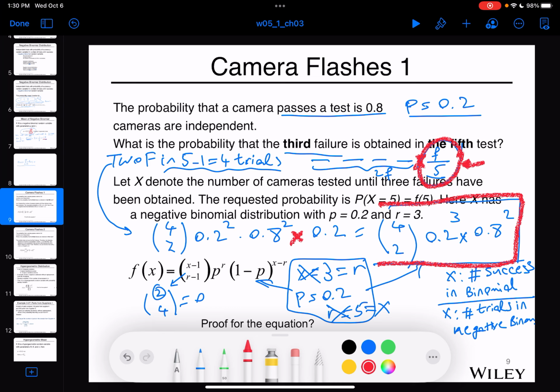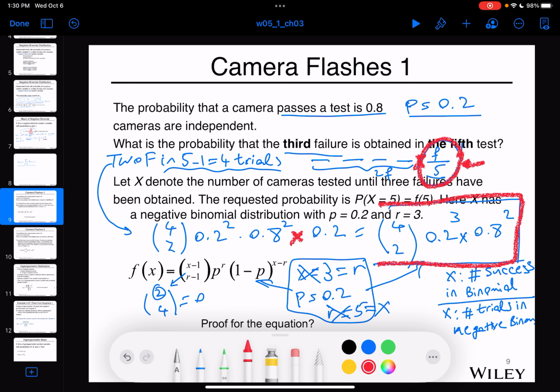So any suggestions? Which one is bigger? Binomial or negative binomial? Oliver? Yeah, go ahead. The second one? The first one, you're limiting it to being the final test. Yeah. Exactly, yeah.